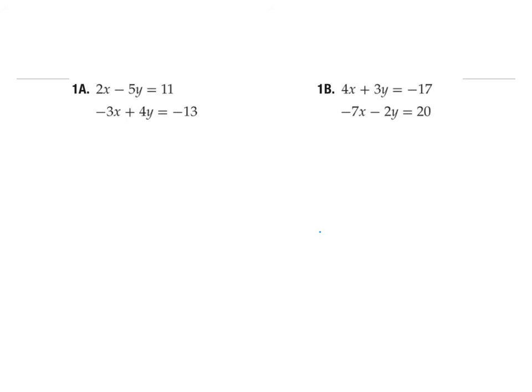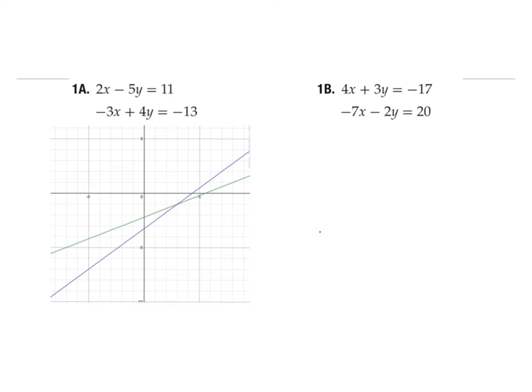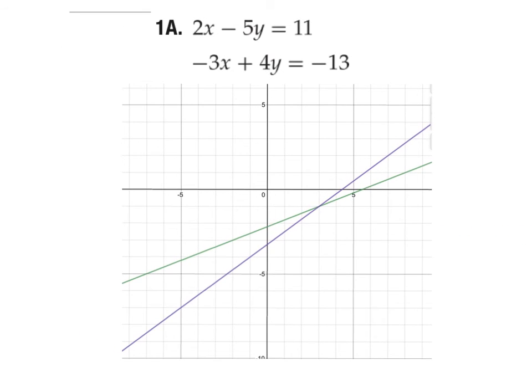We're going to go to Desmos and have it graph it for us. So where do our two lines intersect? They intersect right here, which would be 3, -1. Perfect. So what's x equal to? And what's y equal to? Awesome.